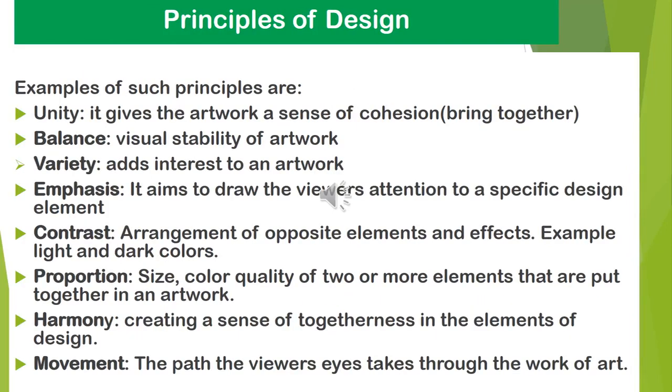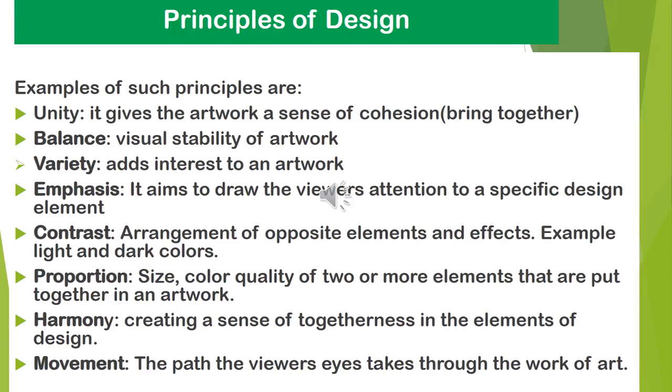Great, class. So now let's look at the principles of design that will guide us to be able to use the elements to create a very beautiful artwork. Okay, so examples of such principles are unity. It gives the artwork a sense of cohesion, bringing together. So unity simply means what? Bringing together. So let's say you bring together some squares, some lines, and some dots to make an artwork beautiful, but you don't scatter them, but you make sure what? You unite them to make the artwork pleasing to the viewer. Okay, so that's one principle of design.